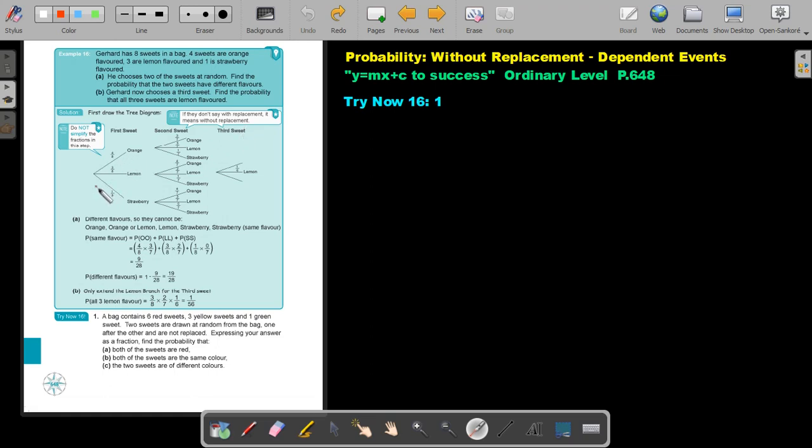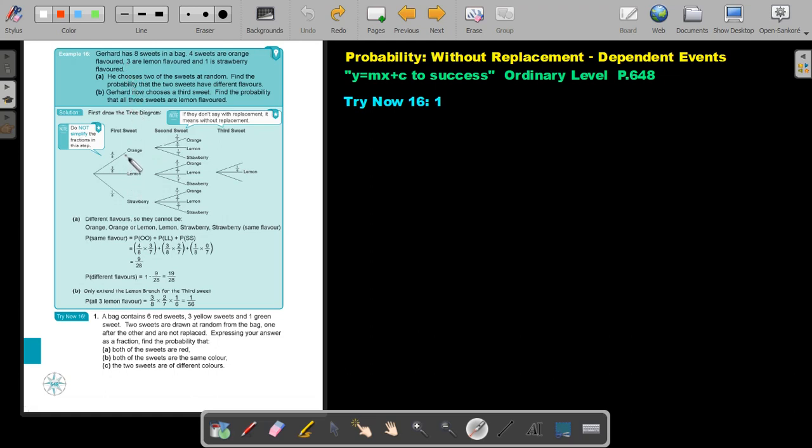So first the tree. Now remember, this one splits into 3 parts: orange, lemon, strawberry. And that one splits again into the 3 parts, and so on. And remember, there can even be a 3rd sweet, then this one splits into 3, and all of them. But usually, if they ask a 3rd one, just do that branch that splits again into 3. But let's first see how we will complete it before we come to the questions.